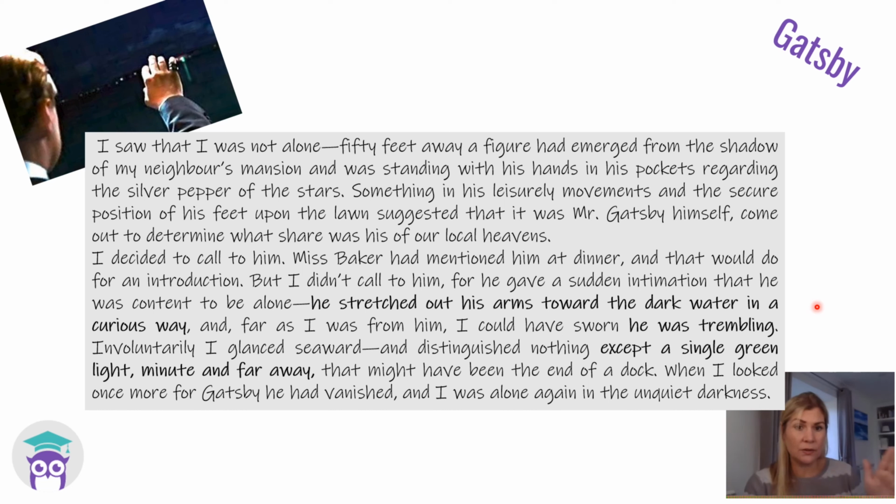And when Nick looks seaward, he distinguishes nothing except a single green light, minute and far away. So Gatsby is stretching out his arm to a light. This means that it is a symbol of hope, a symbol of wanting. The fact that it is green is really interesting. Green is the colour that we associate with envy, with jealousy. For example, the phrase green-eyed monster, coined by Shakespeare. And that could fit, that he's looking over to where Daisy lives with a kind of sense of desire.